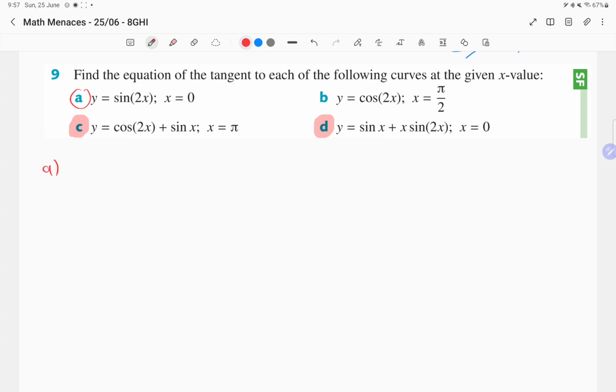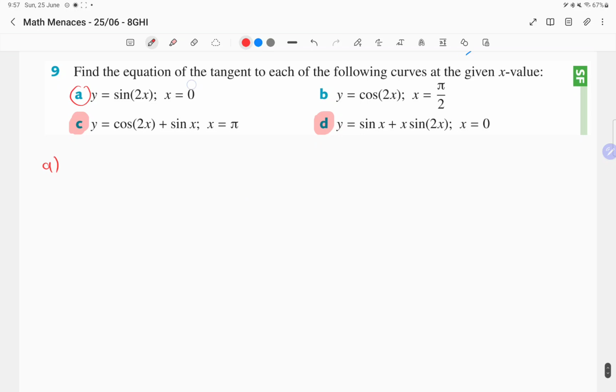So question A. You already got the point x equals 0, right? So this is the idea for question 9. You have x1 equals 0, that's the x coordinate of the point. You need the y coordinate y1, and also need the gradient m.